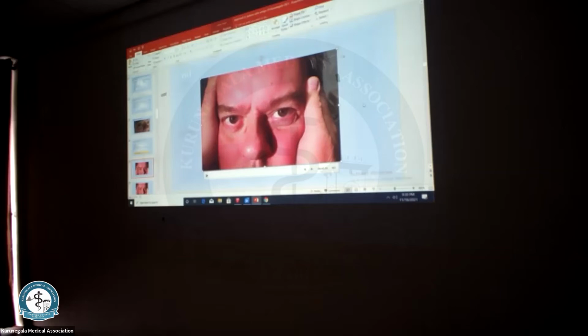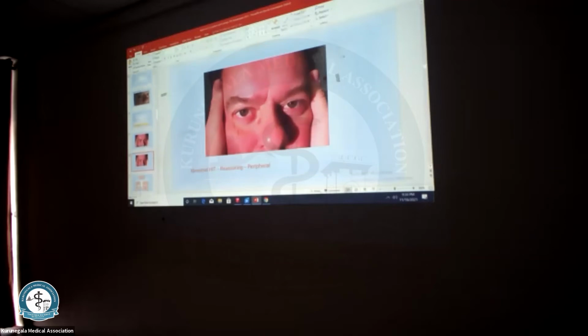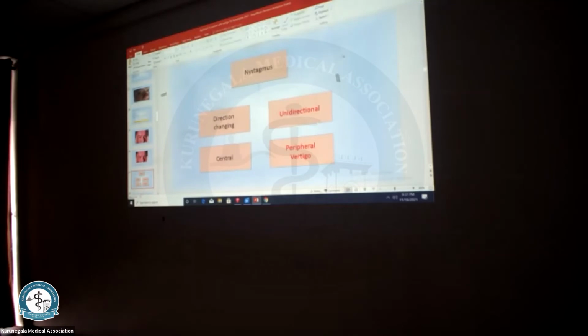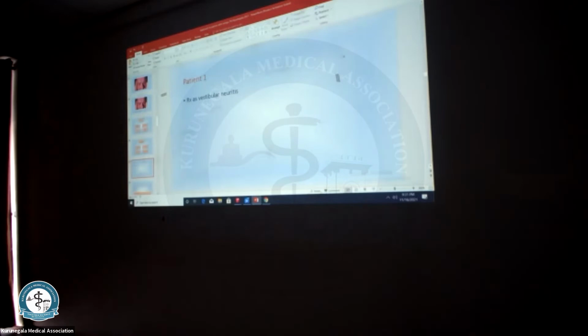So we know that if the head impulse test is positive, it's a peripheral vestibular problem. So this is an abnormal head impulse test, and it indicates the problem is in the periphery. It is in a way reassuring for us because there's nothing wrong in the central areas. In summary, if you get a unidirectional nystagmus, it is a peripheral vertigo. And if the head impulse test is abnormal, it is a peripheral vertigo. That's what we saw in this patient, so it was taken as vestibular neuritis.